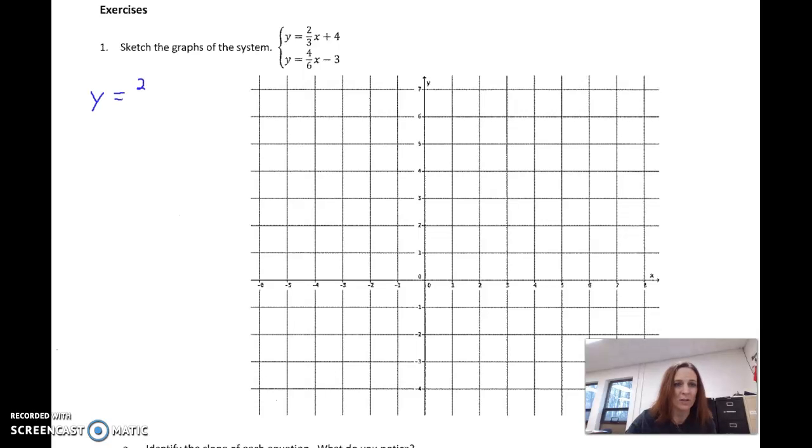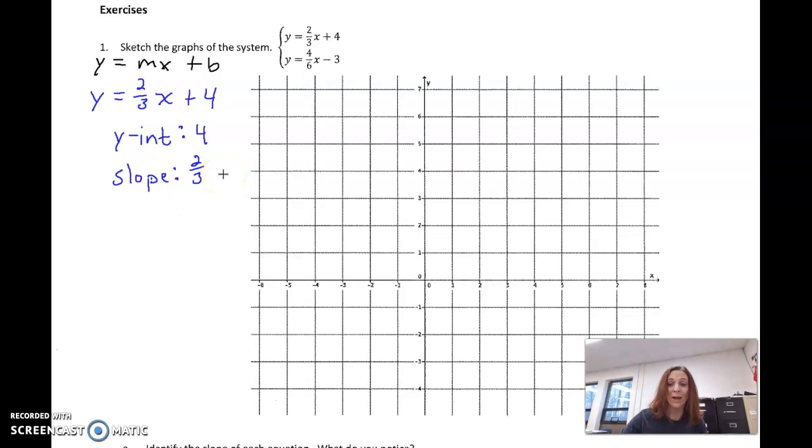Y equals 2/3 times x plus 4. I want you to remember that this is in slope-intercept form. Y equals mx plus b. Again, it can be b plus mx. The important things to remember is whatever's being added on is our y-intercept, and whatever is the coefficient of x is our slope, rise over run. So I can say here that our y-intercept is 4, because it's what's being added on, and our slope is 2/3.